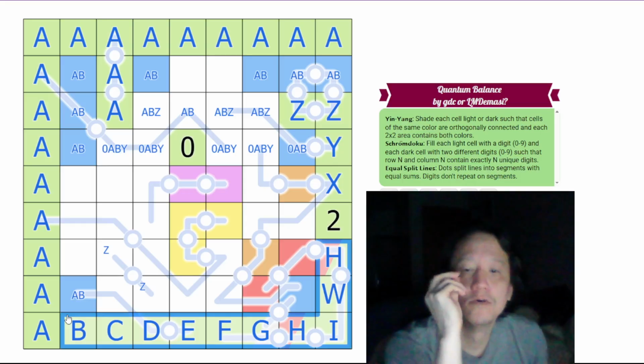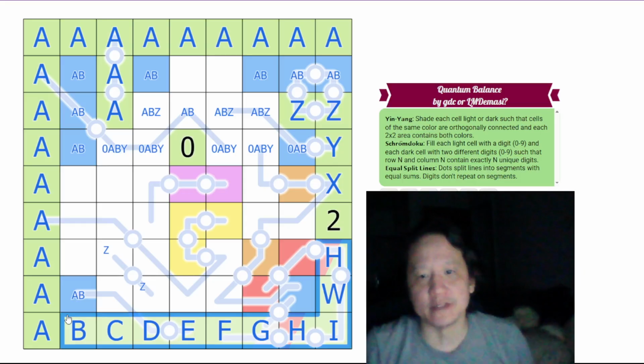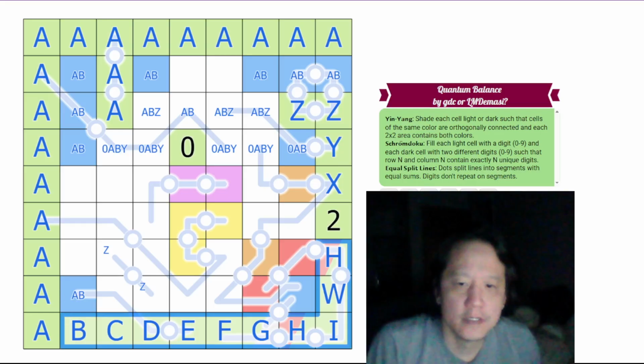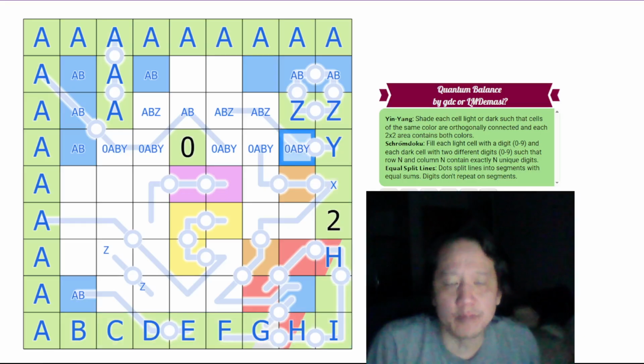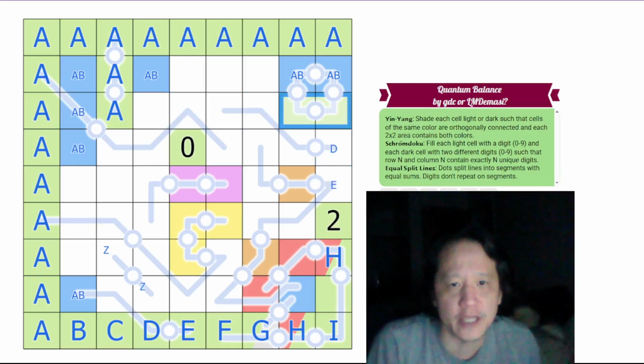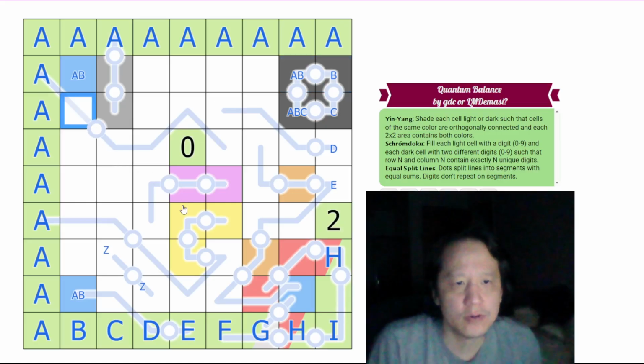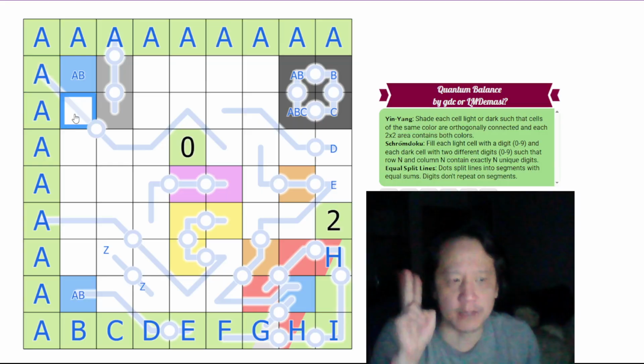Oh, digits don't repeat on segments. Digits don't repeat on segments. That's very important. Okay. So A and B cannot be... One of A and B is 0. And the reason why we know that is this cannot be blue, because if this is blue, it contains both A and B.